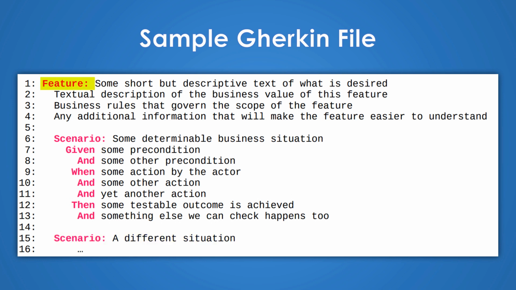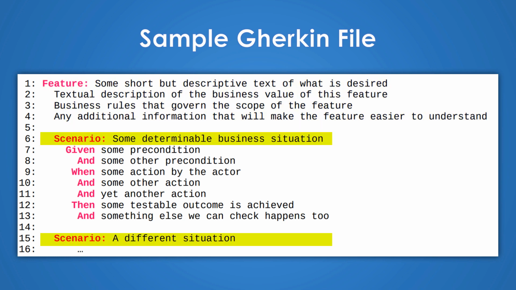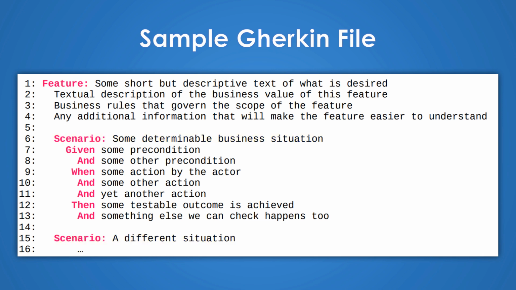Every feature file conventionally consists of a single feature. A line starting with the keyword feature followed by free indented text starts a feature. A feature usually contains a list of scenarios that start with the keyword scenario on a new line. Every scenario consists of a list of steps, which must start with one of the keywords given, when or then.